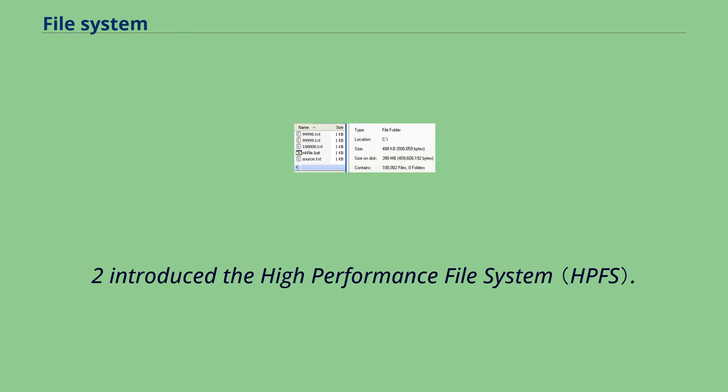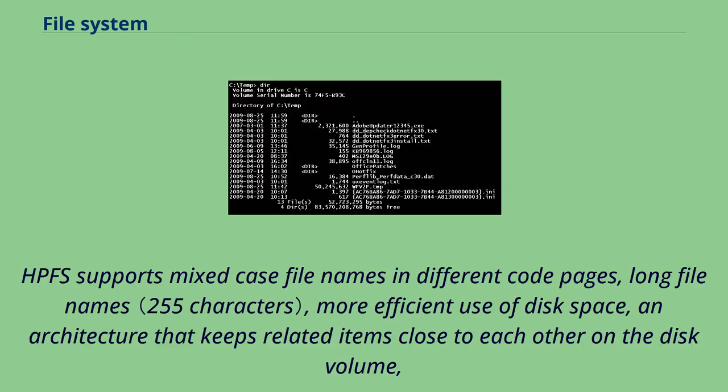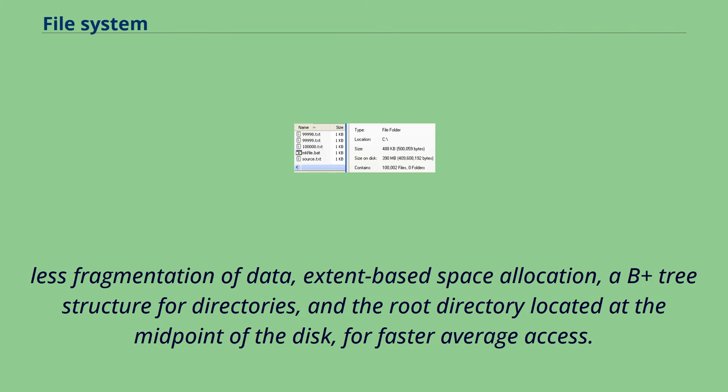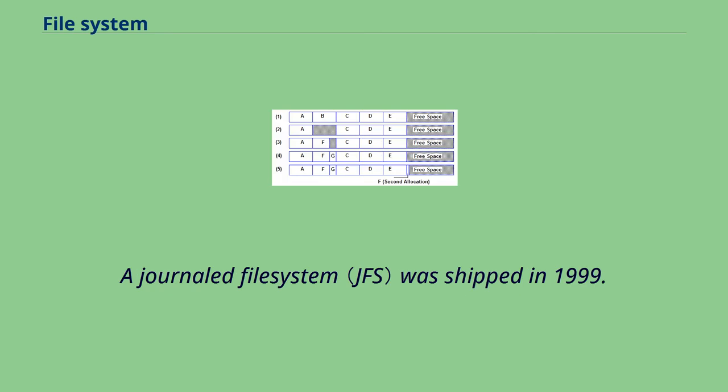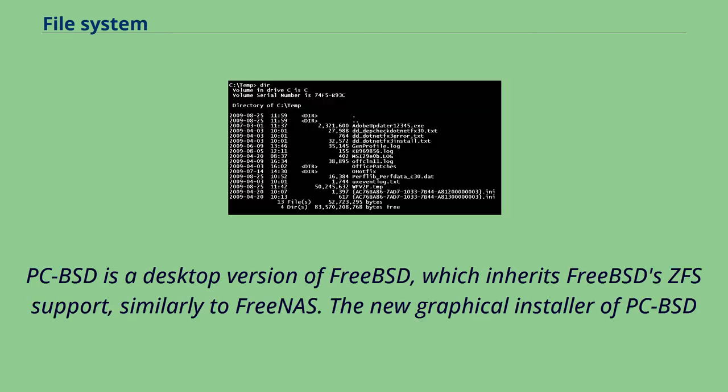OS/2 1.2 introduced the High Performance File System. HPFS supports mixed-case file names in different code pages, long file names, more efficient use of disk space, and an architecture that keeps related items close to each other on the disk volume. Less fragmentation of data, extent-based space allocation, a B+ tree structure for directories, and the root directory located at the midpoint of the disk, for faster average access. A journaled file system was shipped in 1999.